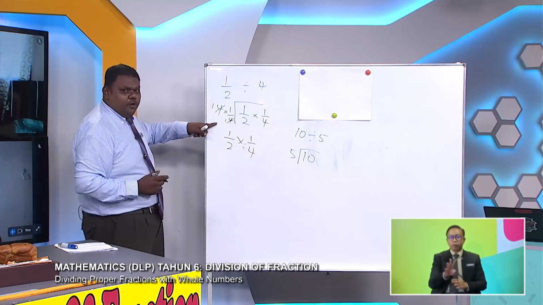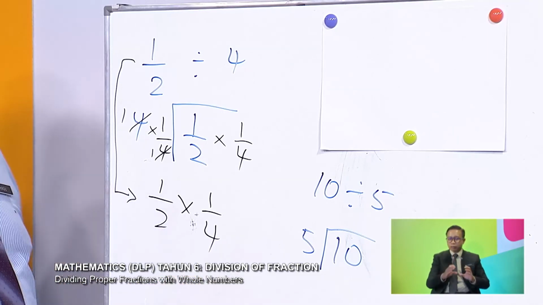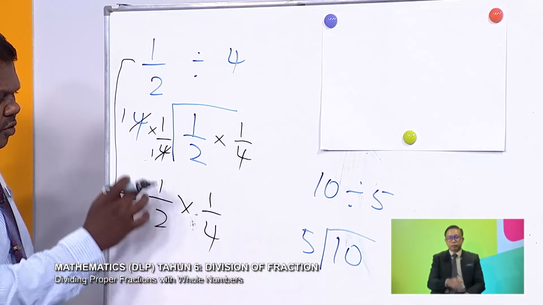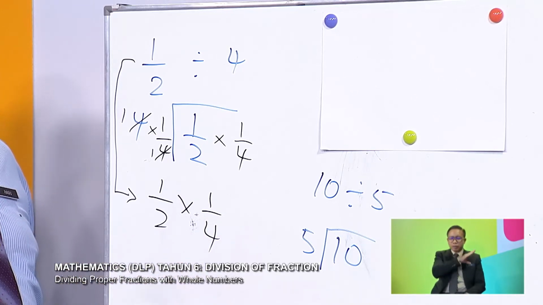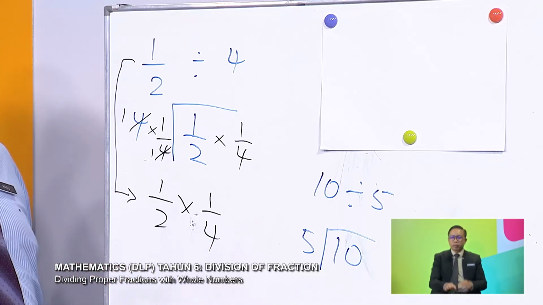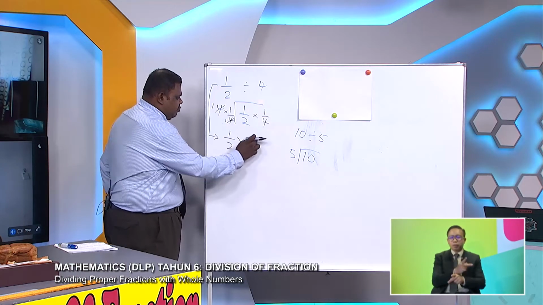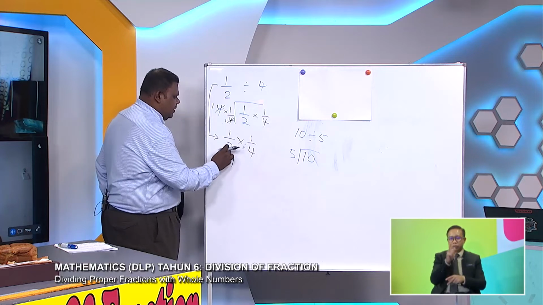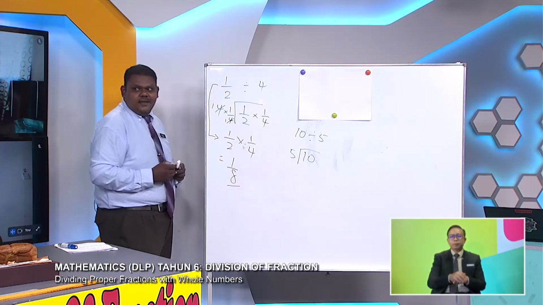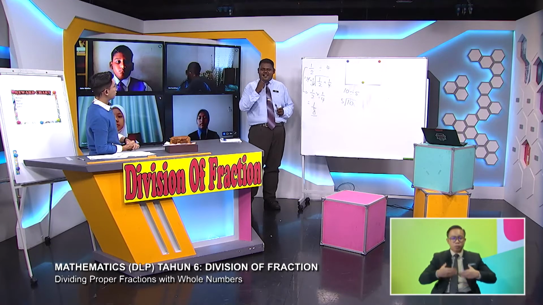Usually we don't write these steps, so from this step we will move to this step. Here what you have to do is simplify. Like here, 1 and 2, 1 and 4, you cannot simplify. Whenever you simplify, up and down you must simplify; down and down you cannot simplify. So when you cannot simplify, we just multiply. 1 times 1 is equivalent to 1. 2 times 4 is equivalent to 8. So the answer is 1/8. This is how we do standard written method calculation.